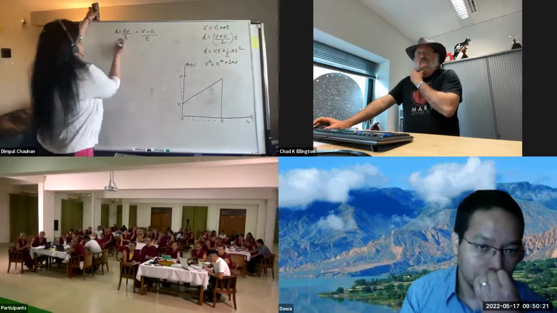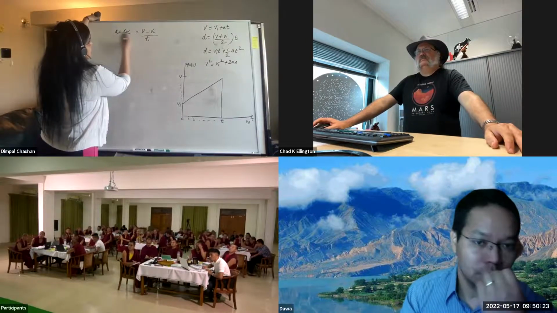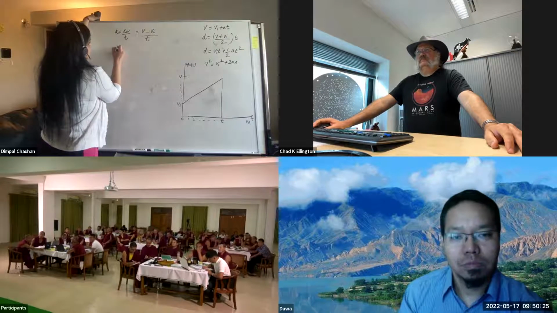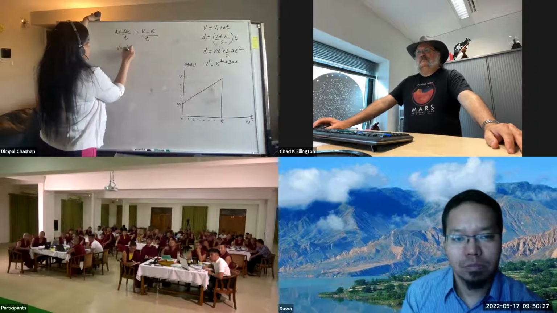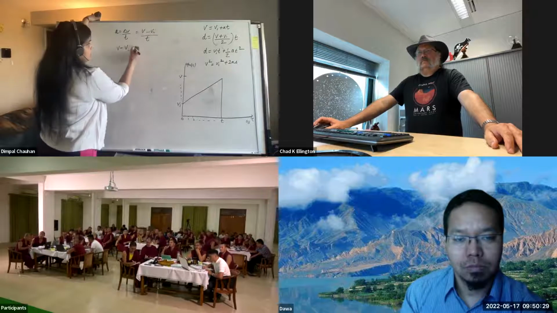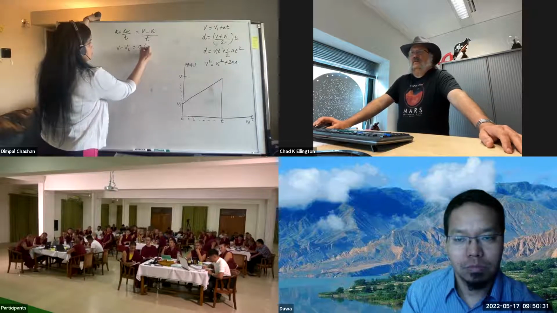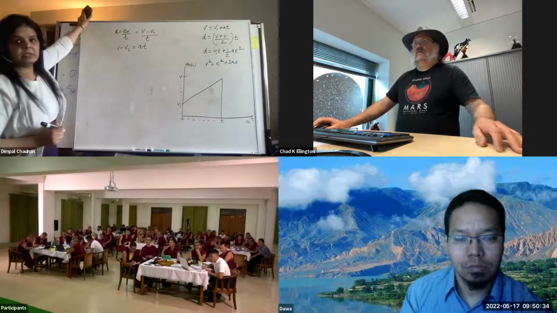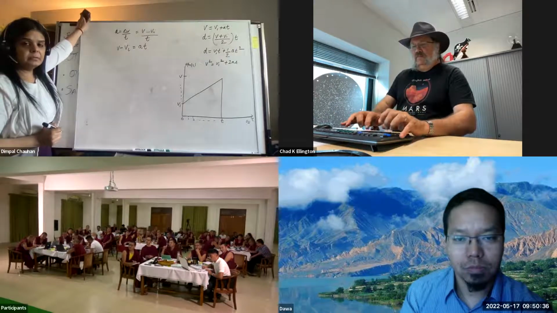Okay, so how can we do this? Let's multiply. Can I write it like this? V minus VI, just doing the multiplication and further calculations. Can I write it like that?